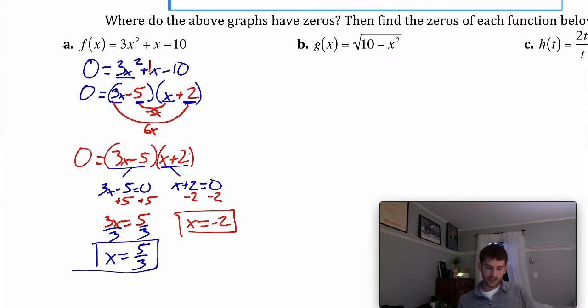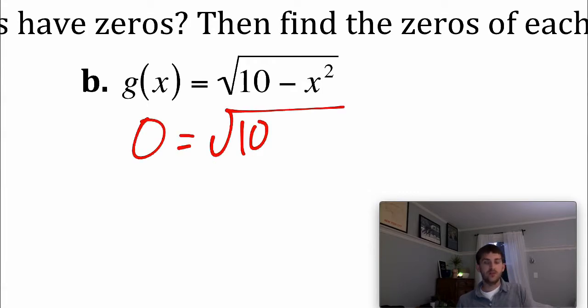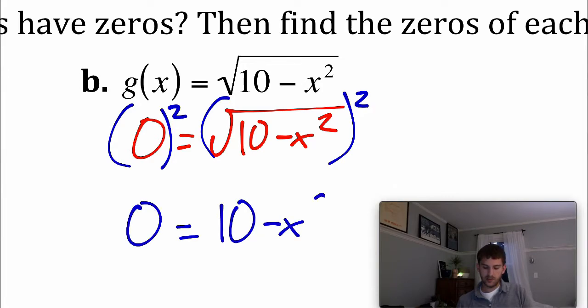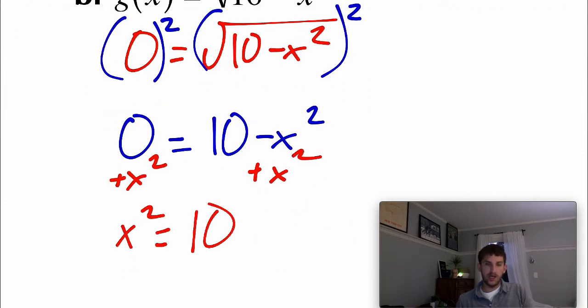Now the next one's a little different because there's not a whole lot of x terms going on. We're going to set it equal to 0 again. So we have 0 equals the square root of 10 minus x squared. To start solving for x, we're going to square both sides, because we have to get rid of that outer square root. So we have 0 squared, which is still 0. On the other side, we have 10 minus x squared. A couple different options you have here. Either you can leave the negative x squared on that side, but personally, I prefer getting a positive x squared. So we end up with x squared equals 10.